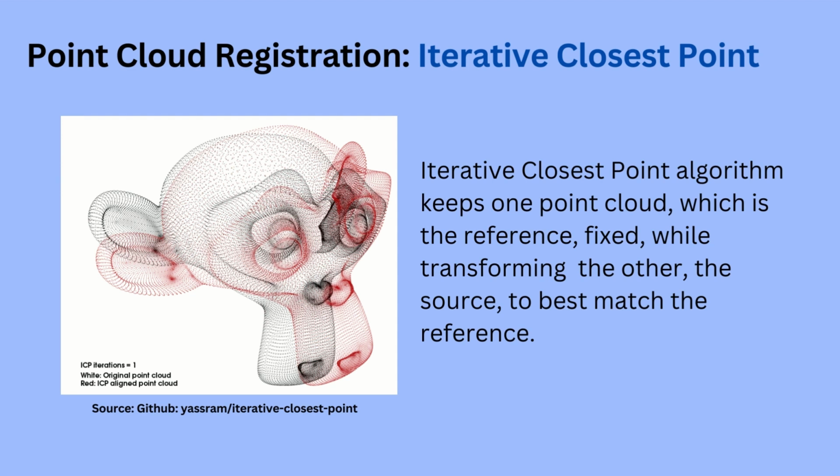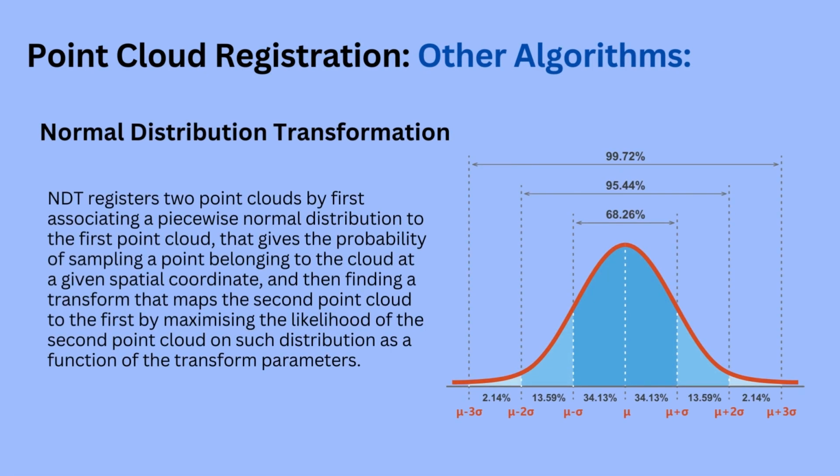The next type of registration method is the normal distribution transform, and it essentially registers two point clouds by first associating a piecewise normal distribution to the first point cloud, and that gives the probability of a sampling point belonging to the cloud at a given spatial coordinate. Then it finds a transform that maps the second point cloud to the first by maximizing the likelihood of the second point cloud on such distribution as a function of the transform parameters.